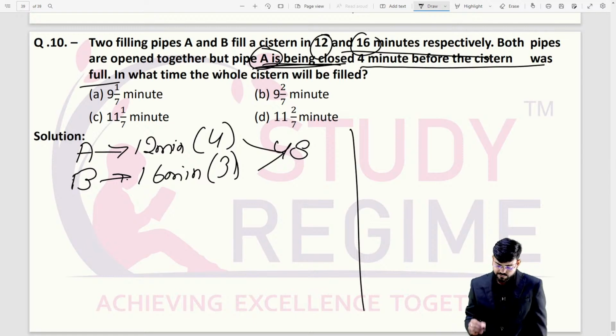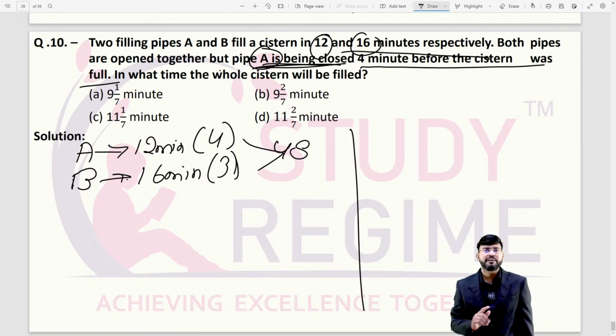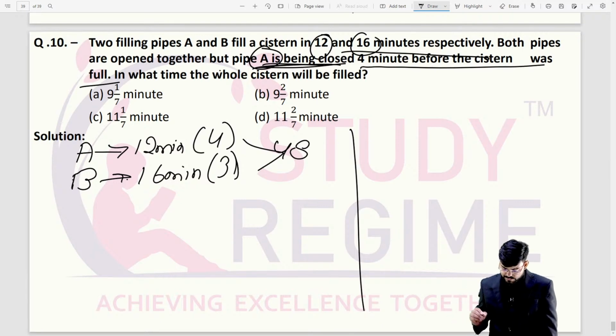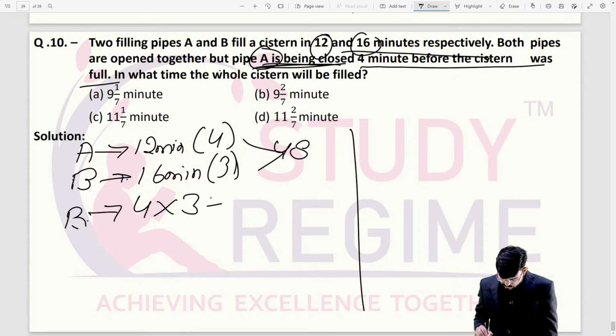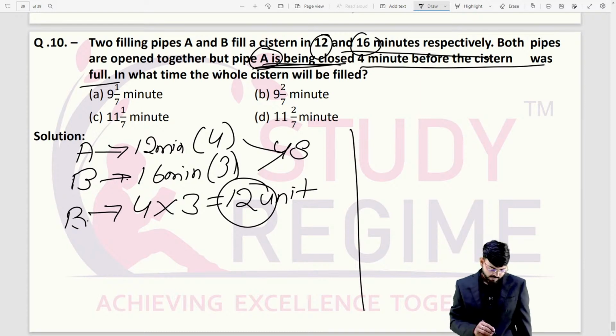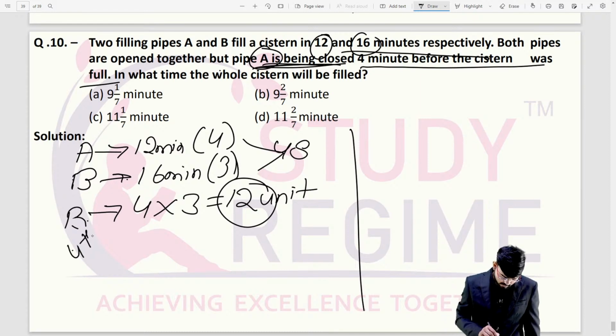That means if A was closed, which pipe was working? Pipe B was working for the last 4 minutes. Since B was working for the last 4 minutes, the work done by B in the last 4 minutes is 4 times 3, which is 12 units of work. 12 units of work is done by B in the last 4 minutes.